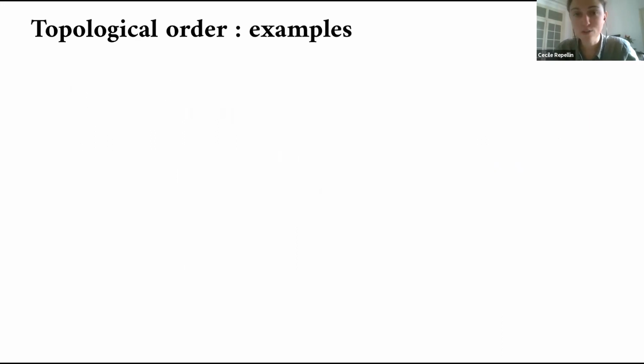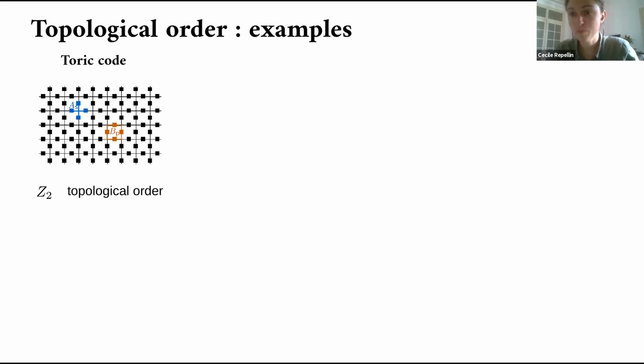So let's see a few examples. Probably some of you are familiar with the toric code, which is a two-dimensional model of spins on a square lattice with some star and plaquette operators. This model realizes a so-called Z2 topological order. It's a type of topological order that preserves time reversal symmetry.